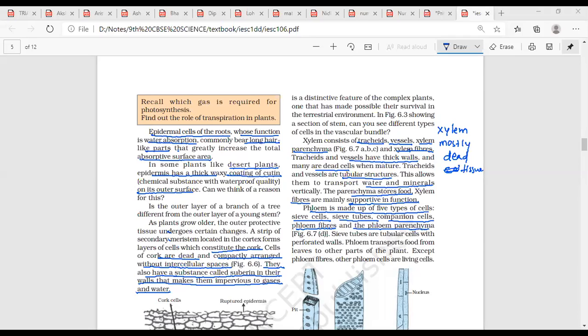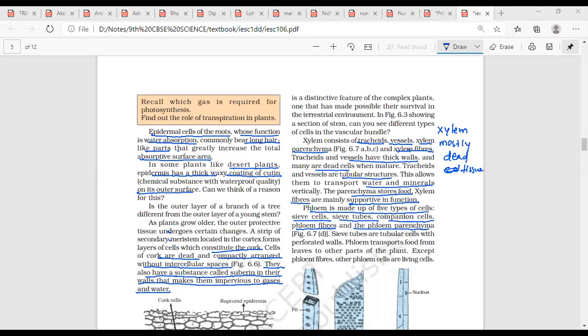Ma'am, I have a doubt. Ma'am, we can write transportation and conduction. Do they mean the same in this lesson, or do they have some variation? No, same. Ma'am, in this tissue, it's unidirectional, root to leaves. So can it be leaves to root? No, that is in phloem only. Xylem is only from root to leaves. Okay.